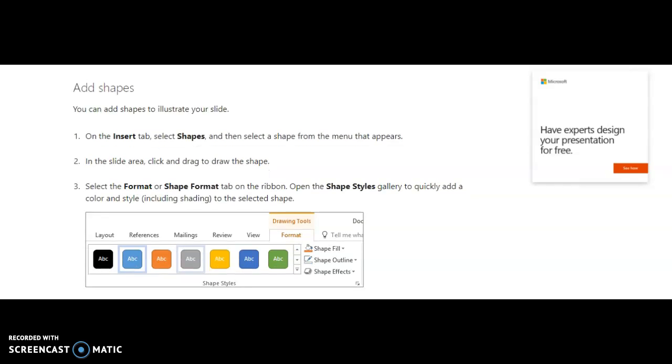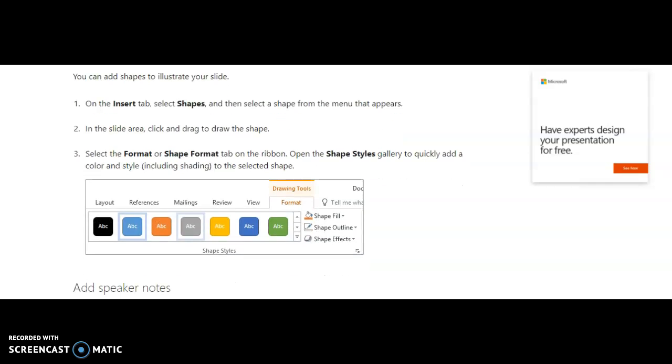To add shapes, you can add shapes to illustrate your slide. On the Insert tab, select Shapes and then select a shape from the menu that appears. In the slide area, click and drag to draw the shape.